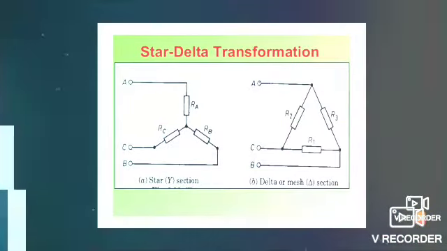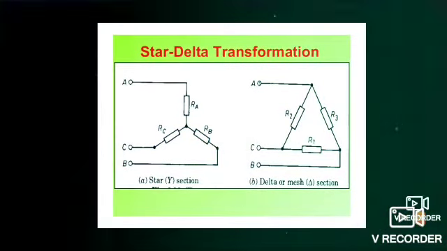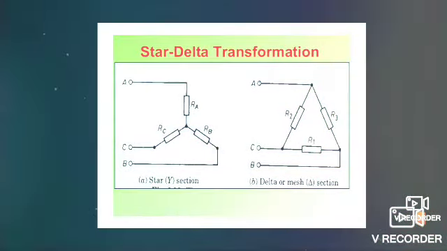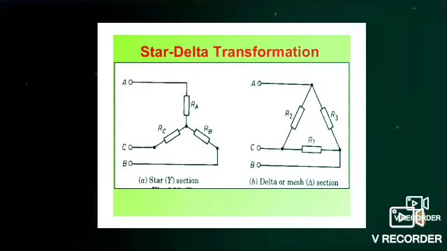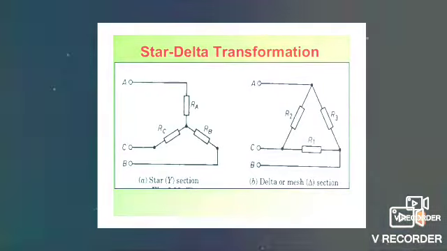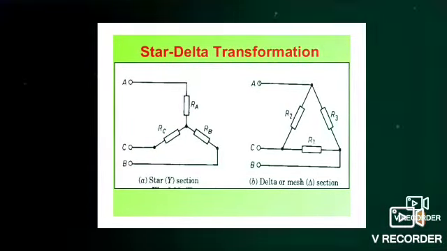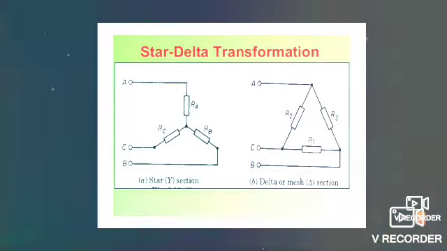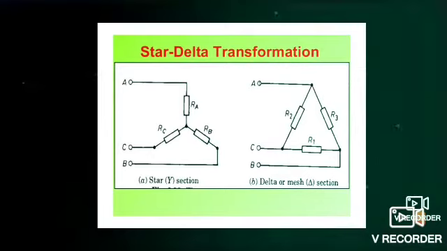Dear students, in this class we are going to discuss star delta transformation. See the figure. The first diagram shows the star connection or Y connection. The second one shows the delta or mesh connection. The star connection has 3 phase wires and 1 neutral wire, but the delta connection has only 3 phase wires.